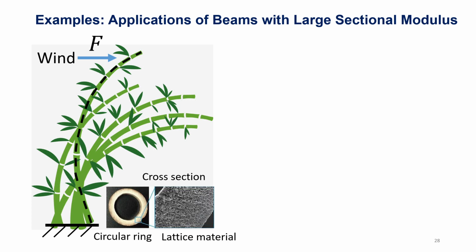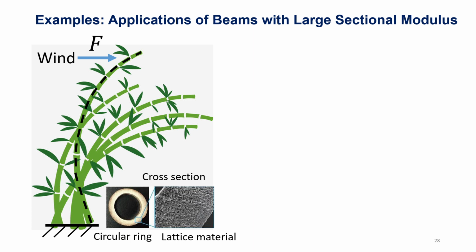Let me give you some specific examples here. So let's look into these bamboos. Bamboo has a very good ability to resist the force of the wind. If we look into the structure of the stem of the bamboo, we can see that its cross-section is a circular ring. So it has a very good ability to resist the force of the wind from bending, because it has a large sectional modulus.